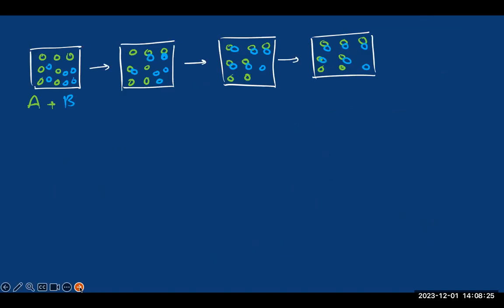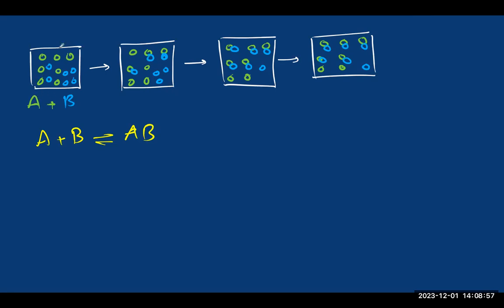Let's see how to determine whether a system is at equilibrium or not. We can determine this from two things. The first is by seeing the number of atoms, or the concentration, of the products and reactants. The other is if we have a graph. Let's start with the first. We have a drawing of a system, and this system is the reaction between A and B to form AB.